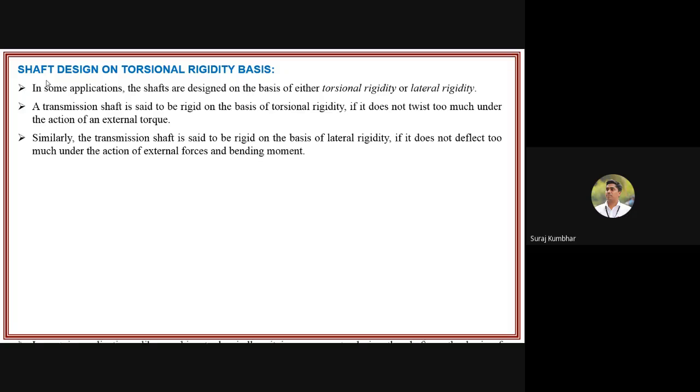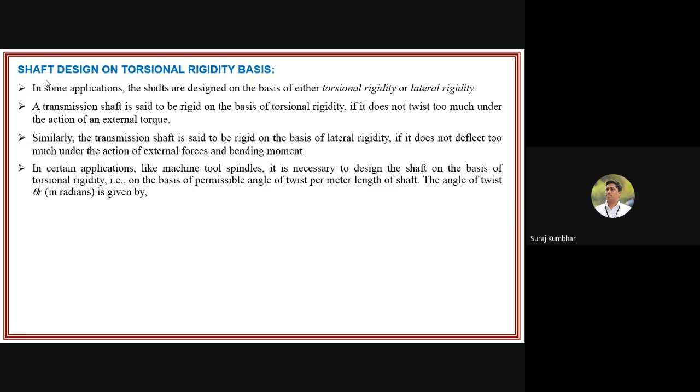So in certain applications like a machine tool spindle, it is necessary to design the shaft on the basis of torsional rigidity, that is, on the basis of permissible angle of twist per meter length of the shaft.